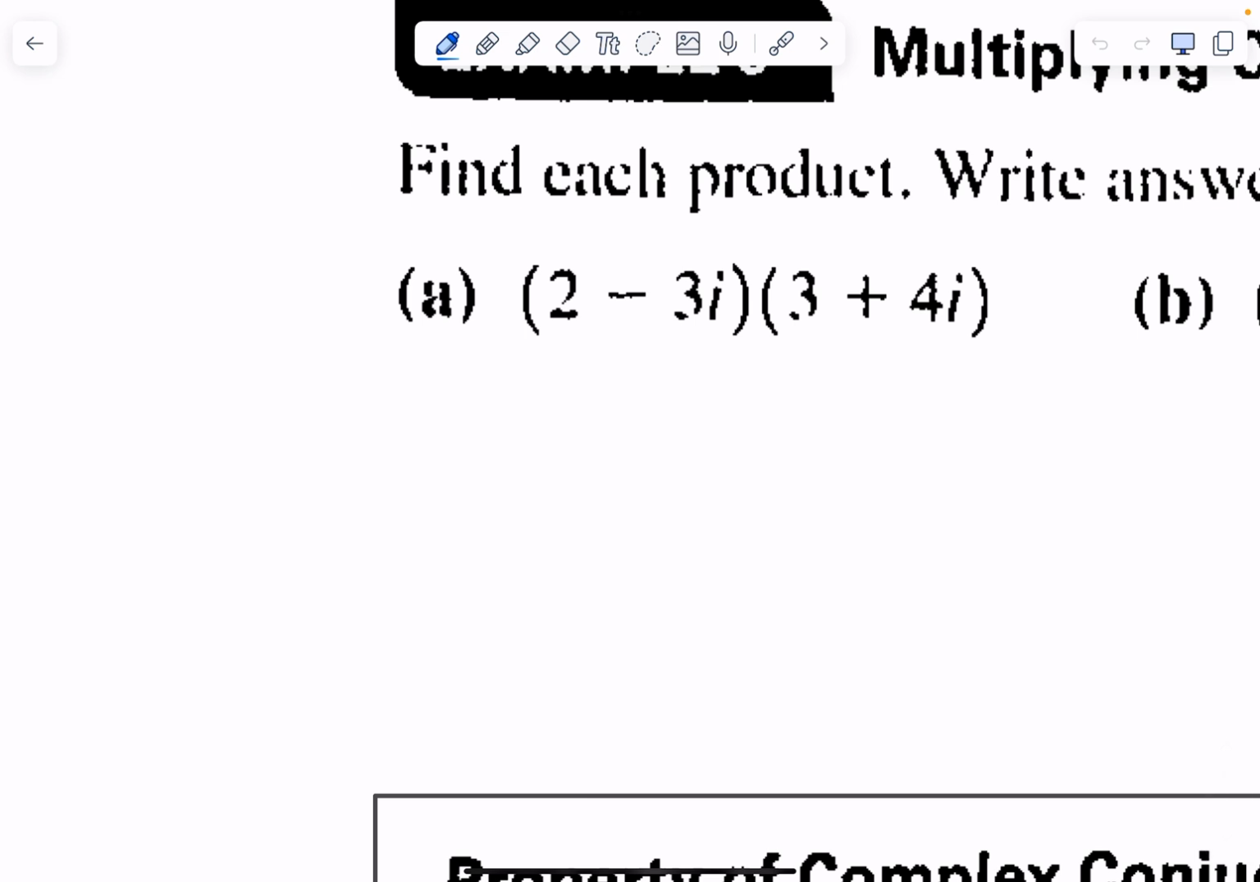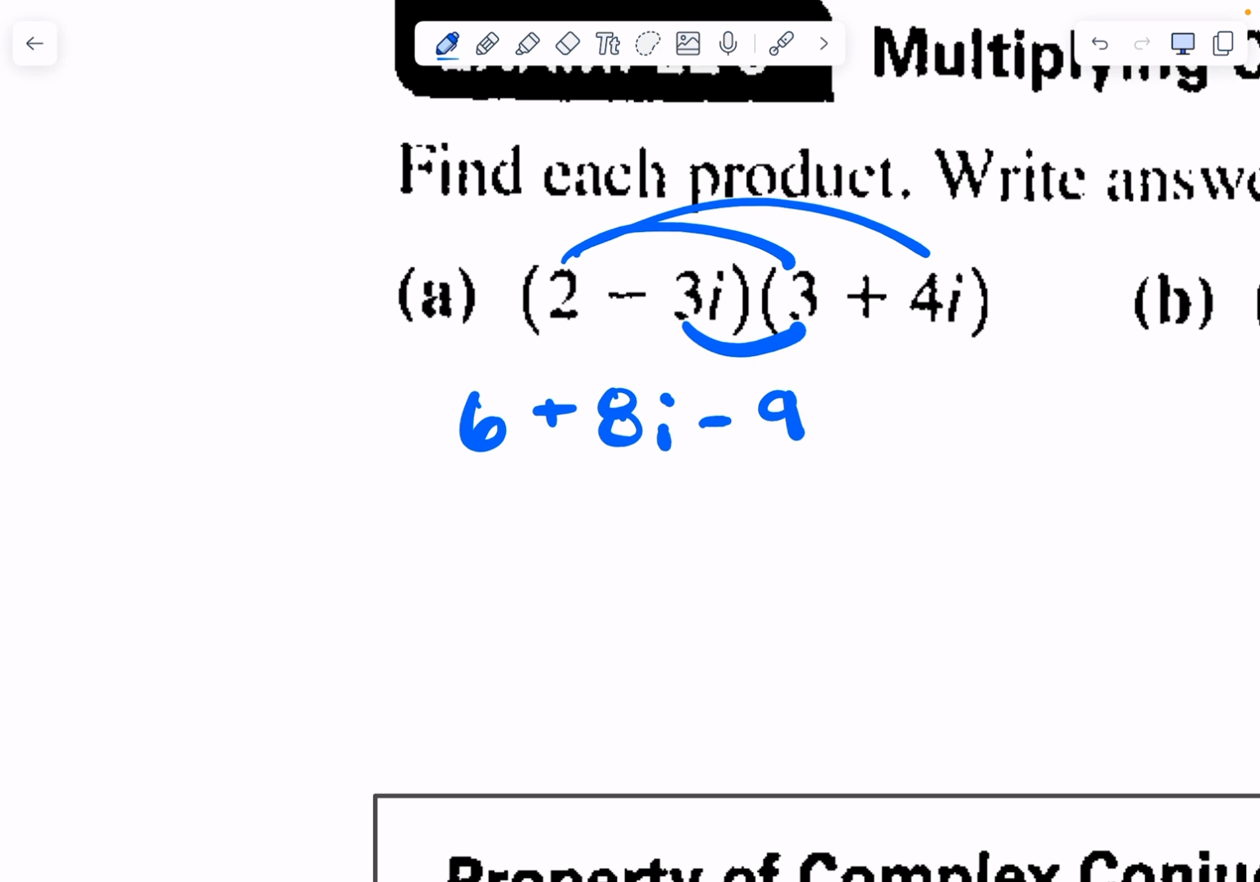We're just foiling, just as though it were x. And then we'll do something funky here in a minute. 2 times 3 is 6. 2 times 4i is plus 8i. This middle part, minus 9i. Okay, then what is negative 3i times positive 4i?